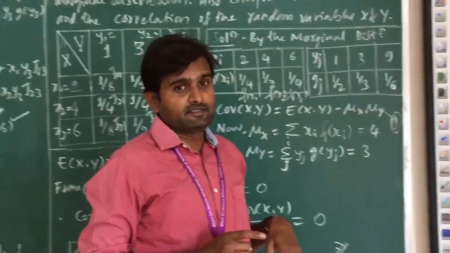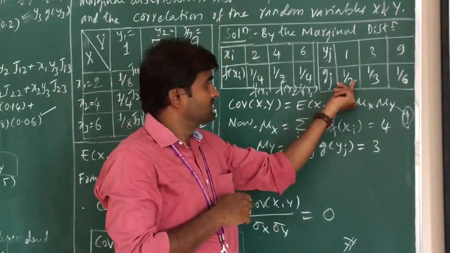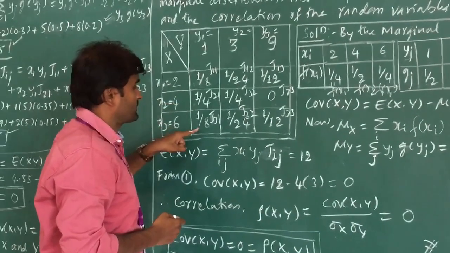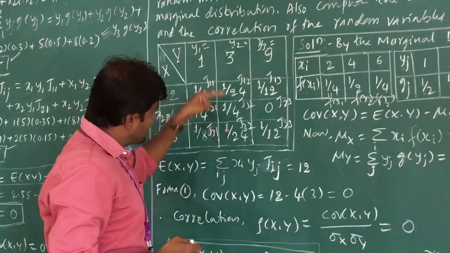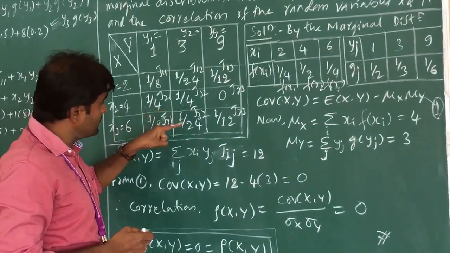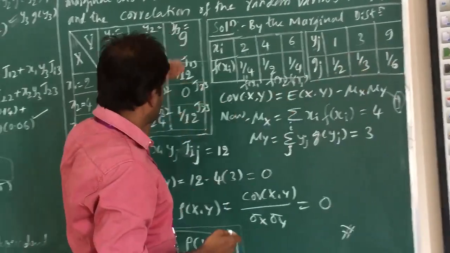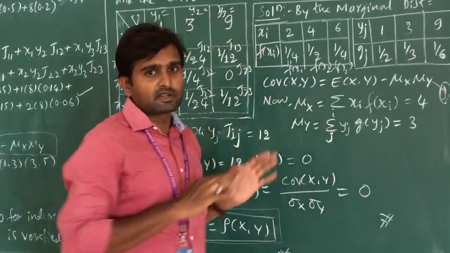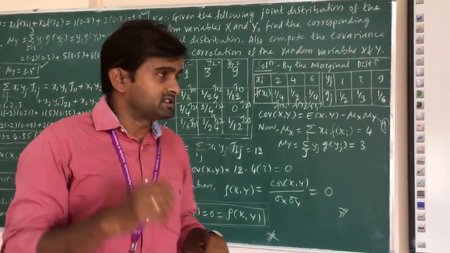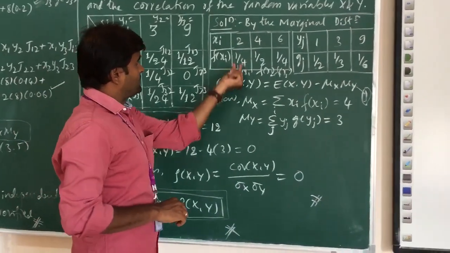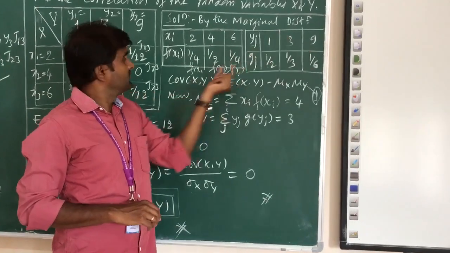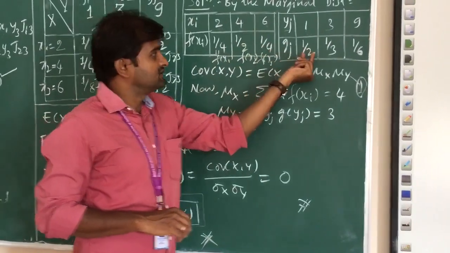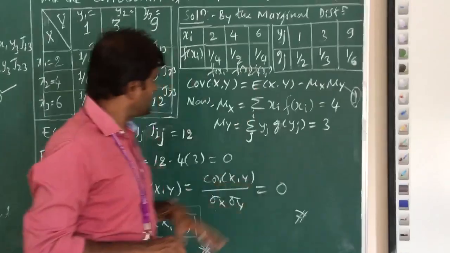Then g of yj is the column-wise sum of the joint distributions. So the first column: 1 by 8 plus 1 by 4 plus 1 by 8 is 1 by 2. Similarly, the second column: 1 by 24, 1 by 4, 1 by 24, so 1 by 3. Similarly, the third column: 1 by 12, 0, 1 by 12 is 1 by 6. This is the way to find the marginal distributions. So we have x1, x2, x3, y1, y2, y3, and the corresponding marginals f of x1, f of x2, f of x3, g of y1, g of y2, g of y3.